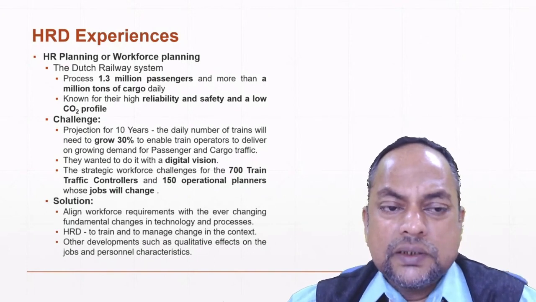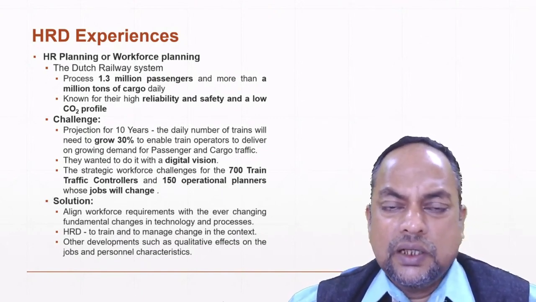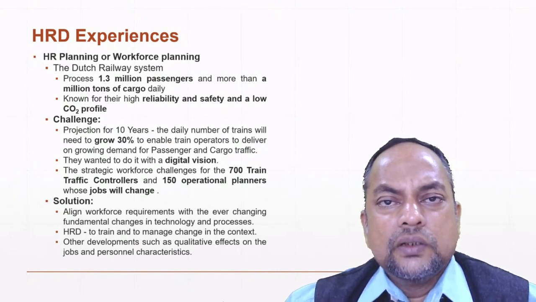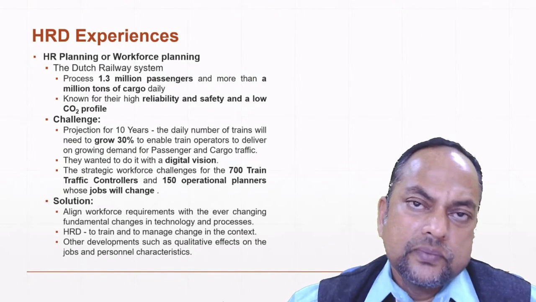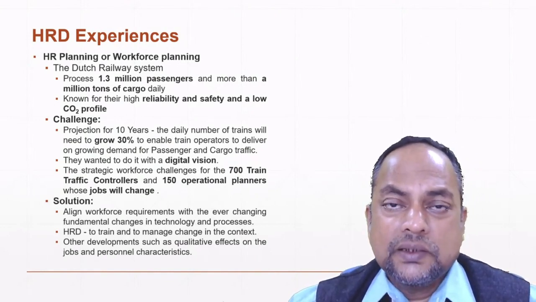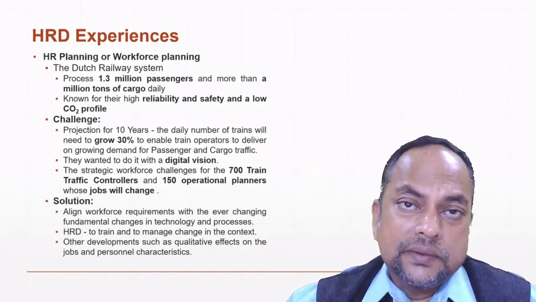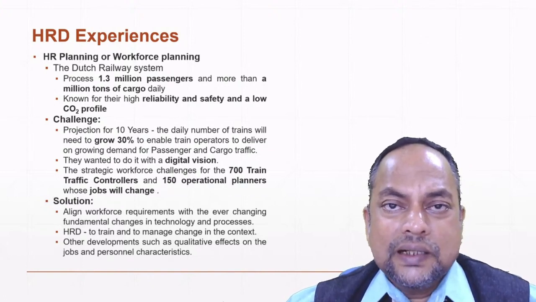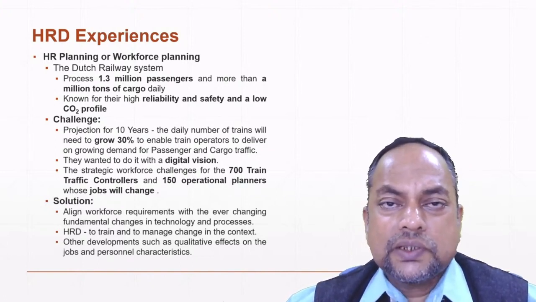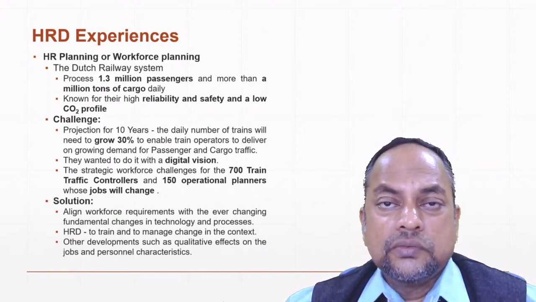Thus, the railways estimated the forthcoming 10-year duration, during which they observed that trains need to grow by 30% to meet the demand of passenger and cargo traffic, by the year, 10 years down the line. How to achieve that? A 30% growth is required for the trains, right? So they observed that in a manual way, they cannot achieve the same. What was required was to go for a digital version of managing the entire thing.